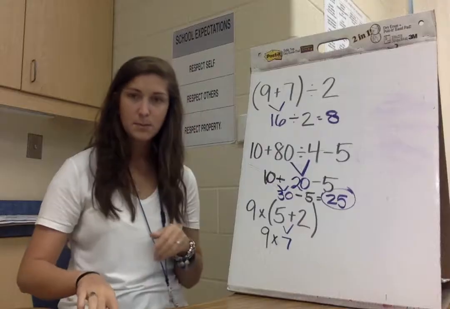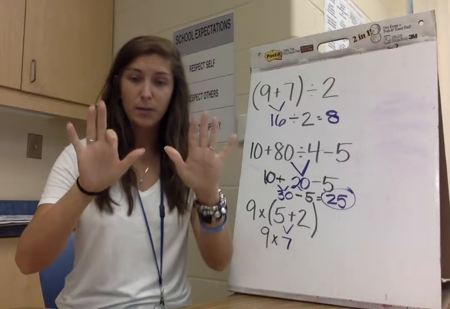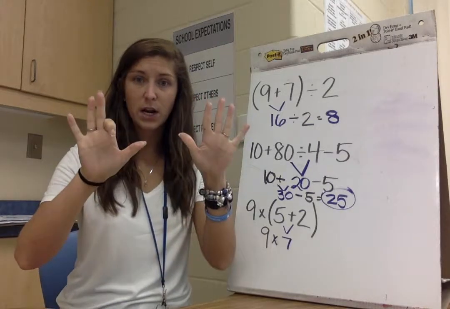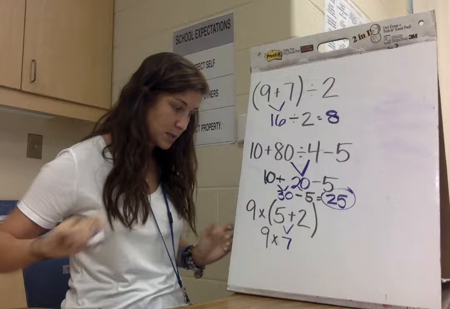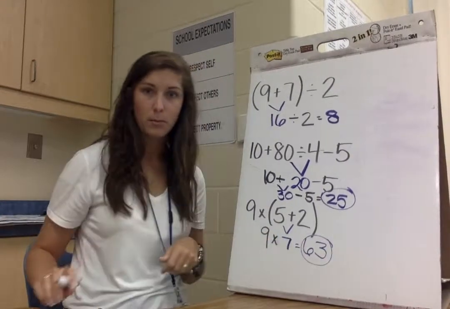So I have 9 times 7, and all I need to do is use my 9s, so I can put my 7th finger down. I have 6 fingers right here and 3 fingers right here, so that means that 7 times 9 is 63, which is my answer to the problem. Okay?